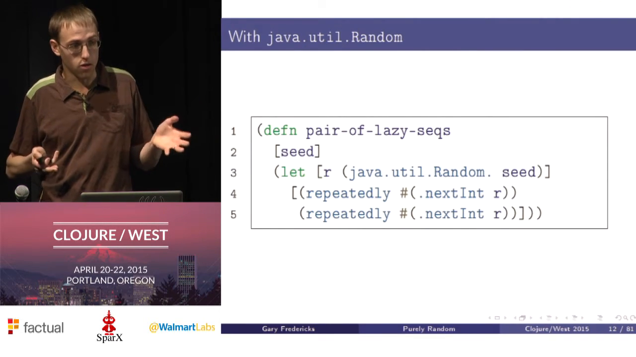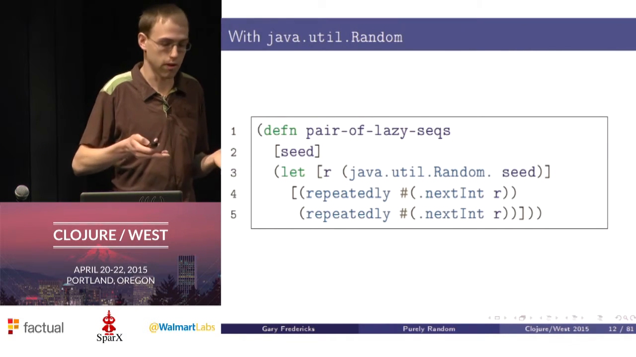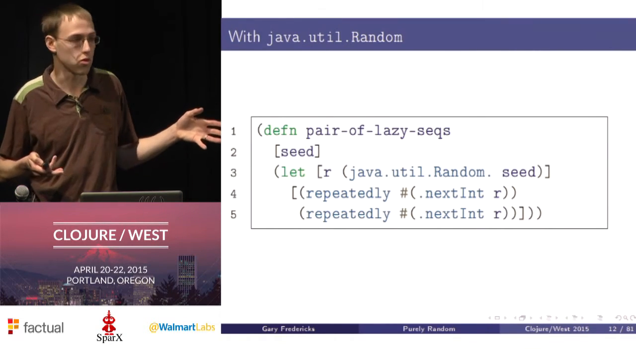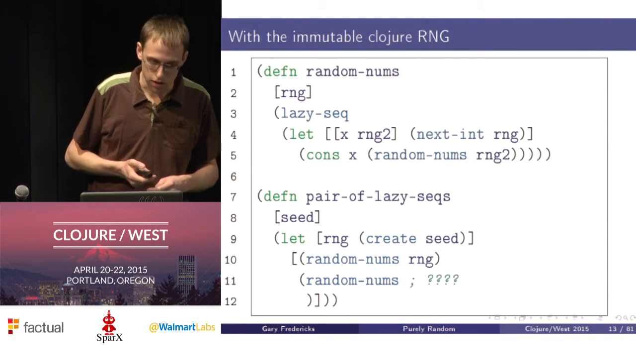But surely if we write it in pure functional terms, it can't be non-deterministic, right? So we could just switch to our immutable random number generator and problems should go away. Here's a stab at that.